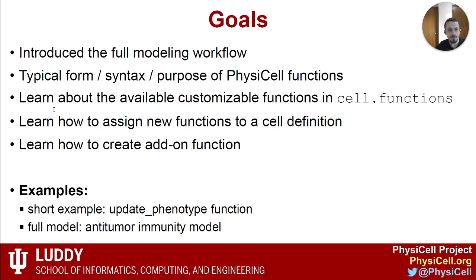So for that, I present two examples. One short example, where basically I show where you need to change the C++ code to change the update phenotype function, and one full model where I will represent the anti-tumor immunity model.